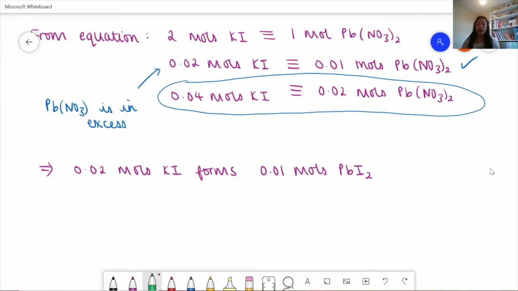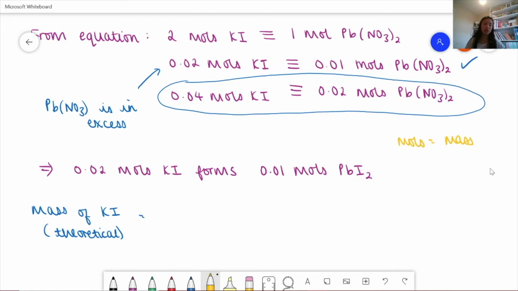So we have that the mass of KI, which is theoretical, so the maximum it could be if we have nothing lost, would be moles multiplied by the MR, because we need to rearrange the equation we have for moles. So the moles is equal to mass over MR. If we rearranged it to get mass as the subject, we would have mass is equal to moles multiplied by the MR. And so this is what we're using.